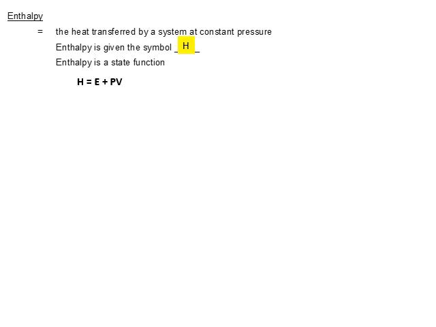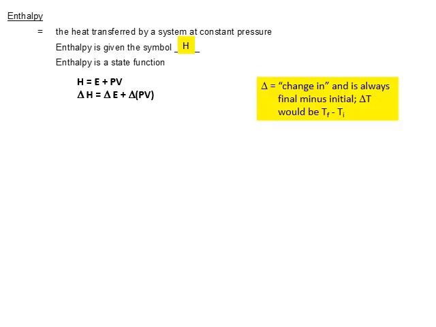However, since we can't really measure the absolute enthalpy of something, we generally talk about delta H, or the change in enthalpy, as being delta H is equal to delta E plus the quantity delta PV. Delta is the symbol that we use to mean change in, and is always taken to be the final minus the initial value. So the change in temperature, for example, is given as delta T and would be the final temperature minus the initial temperature.